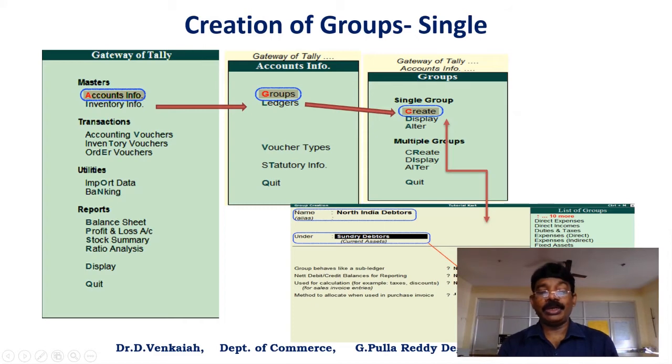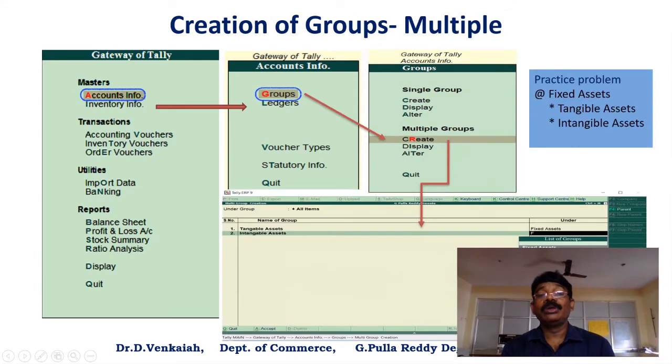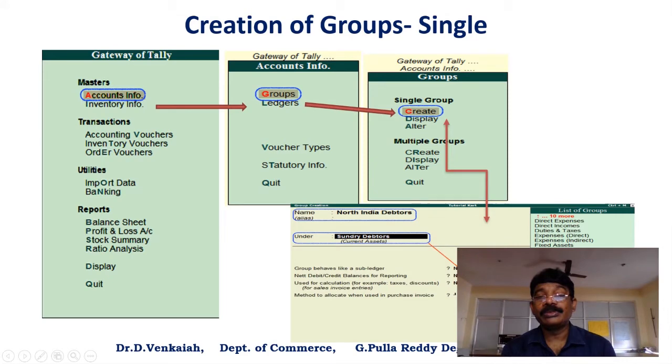Now look at how to create groups in Tally. First, whenever we click on the start button, then select Tally, immediately we will get the Gateway of Tally. Under Gateway of Tally, we will find Accounts Info. This accounts information sub-menu, or masters menu, will provide total information from the accounts point of view. So click on Accounts Info. We will get groups and ledgers. Now we are learning how to create the groups.